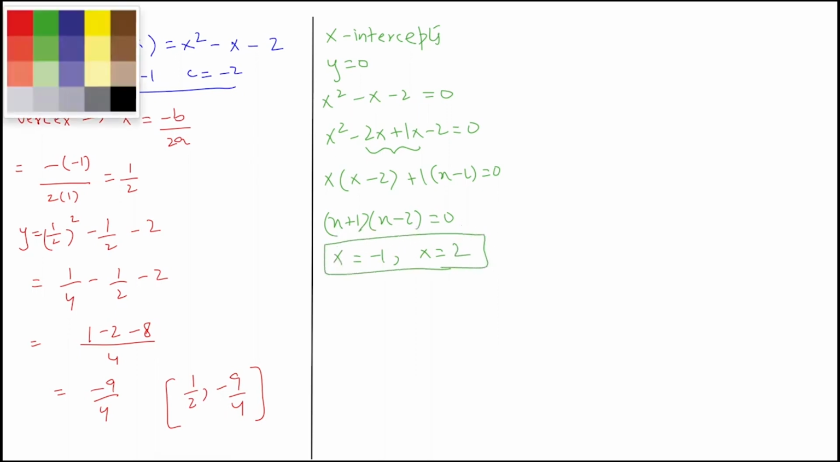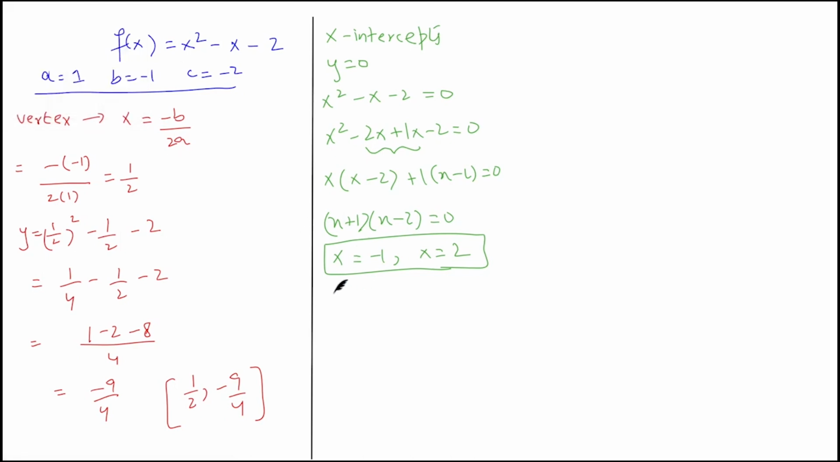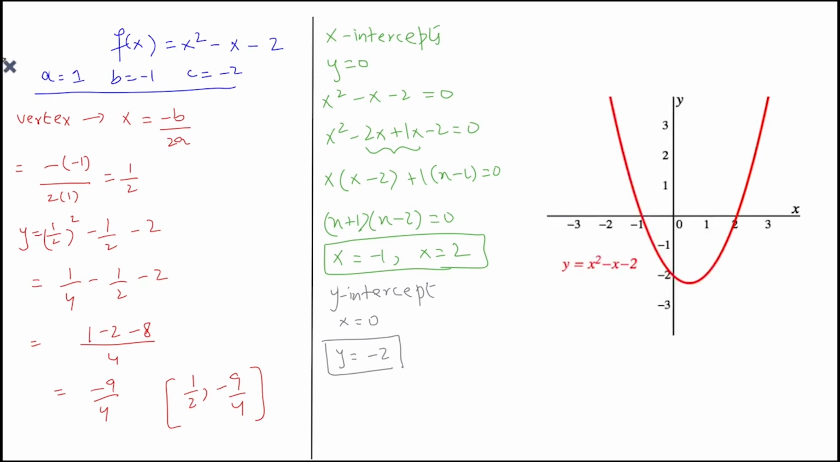The last step, we need to calculate the y-intercept, and after that we will be done. We can easily plot the graph. And how can we find the y-intercept? X equals 0. So when x equals 0, you can see that y equals minus 2. Now we have everything. Let's draw the graph. I've already drawn the graph for you. Have a look at this. So this is how the graph basically looks like.